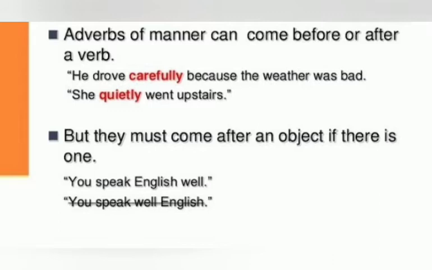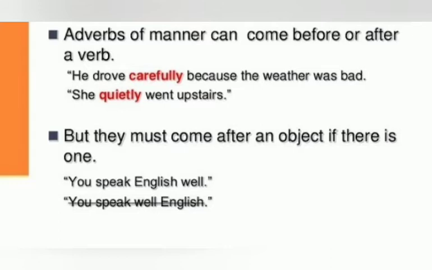So remember, adverbs of manner can come either before the verb or after the verb. The next example, she quietly went upstairs. Here, went is the verb, and just before the verb here we have the adverb of manner, quietly.